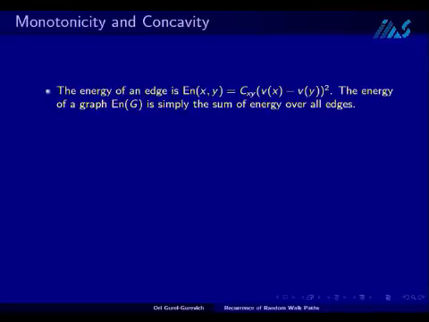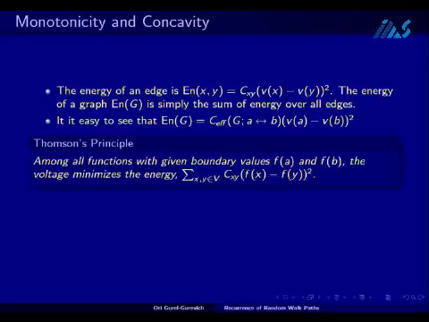So the energy is just this thing, the sum of the square of the voltage differences, and the energy of the graph is just the sum over all the edges. As it turns out, we can instead just look at the effective conductance and multiply it by the square of the voltage difference of the entire network at once. So if we calculate the effective conductance, we don't need to sum up all the energies of all the edges. That's not too hard to see.